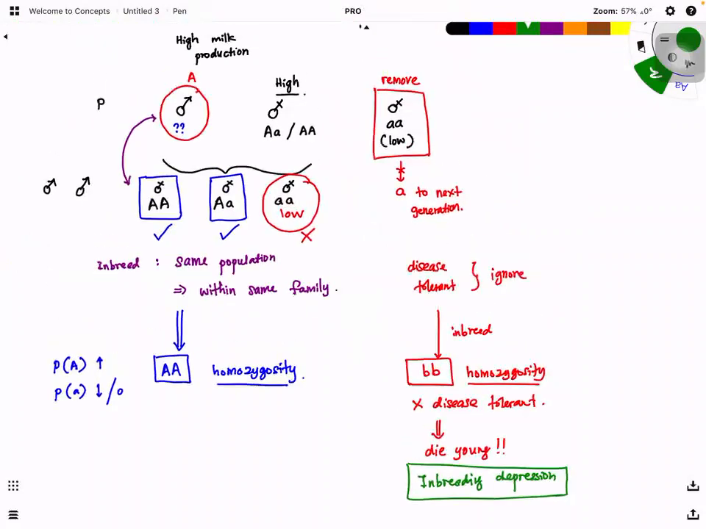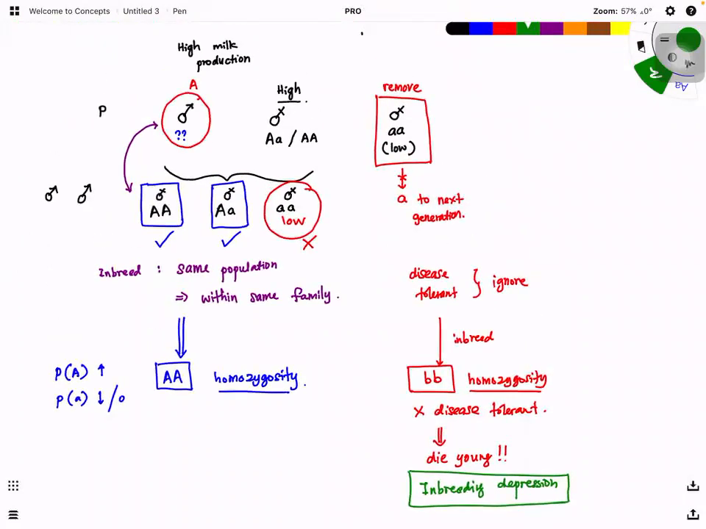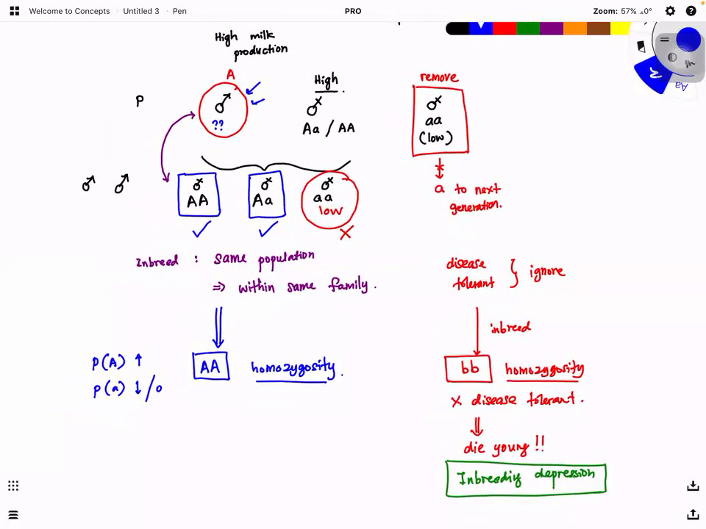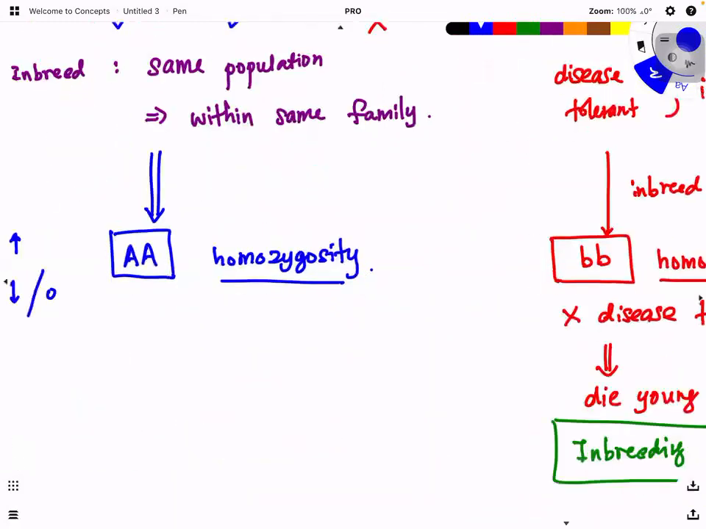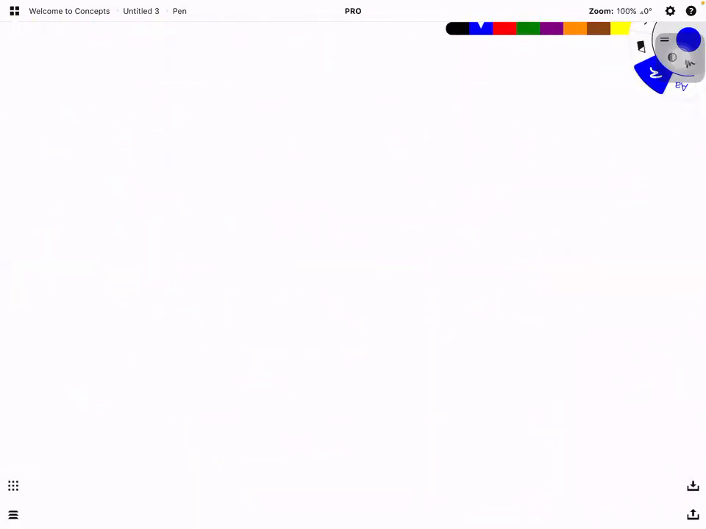But the problem here is, with the bull, you always have to cross-check with the daughter first. If the female offspring show high milk production, then we know that most likely this bull carries the dominant allele for milk production. So let's continue with our notes here.